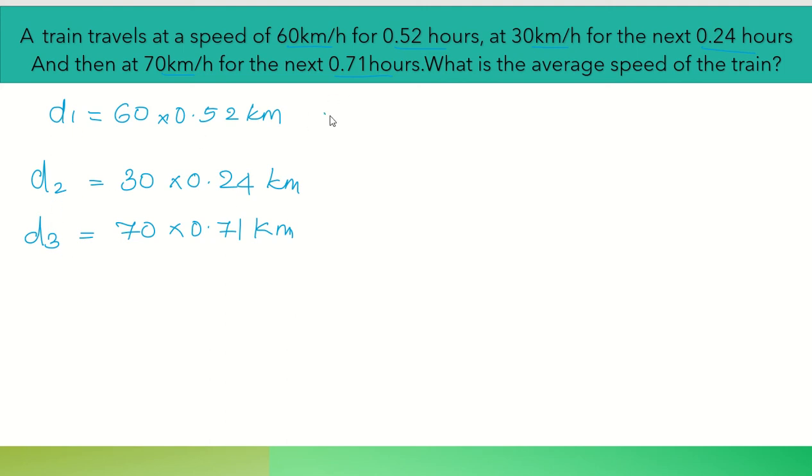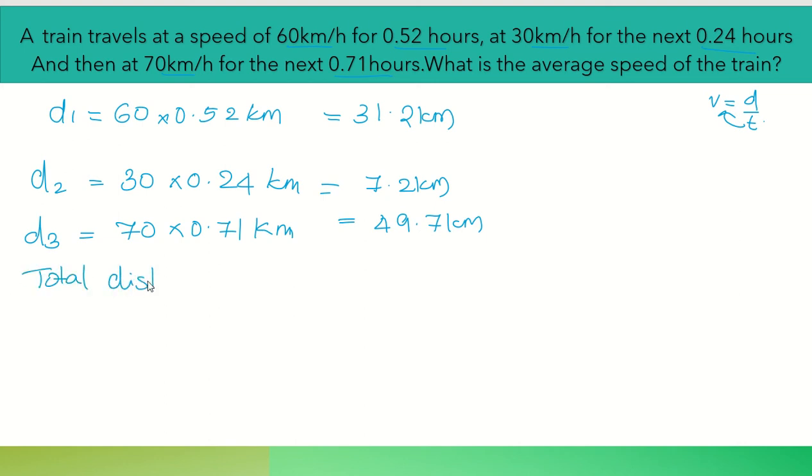Now let's write the values of these. 60 into 0.52. Hope you understood why I have written that directly, because speed is equal to distance by time, or distance is equal to speed into time. That is the formula I have used here. So 60 into 0.52, you get 31.2 kilometers, and d2, 30 into 0.24, you get 7.2 kilometers, and d3 is equal to 70 into 0.71, you get 49.7 kilometers.